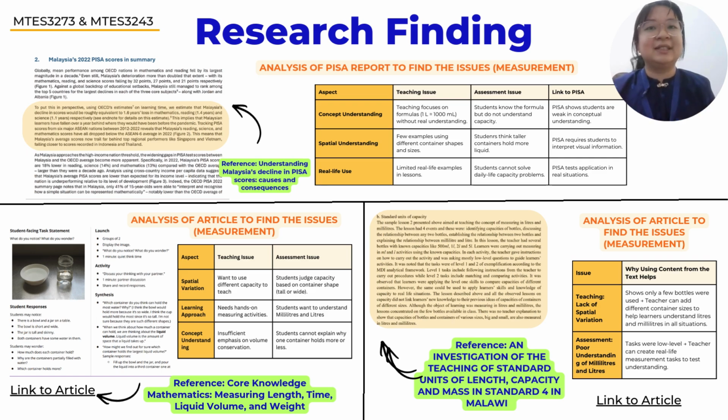And then I will discuss the teaching and assessment issues in measurement, specifically capacity, based on PISA findings and a research article.